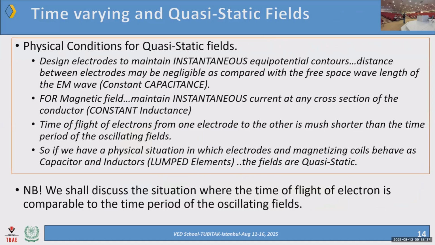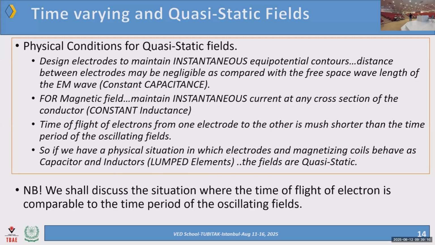Okay, so not all fields are varying with constant rates. Sometimes the fields are not changing very fast. Sometimes they're changing very fast. Professor talked to us about the slow wave structures. Slow wave structures have waves where the phases are deliberately slowed down. There's a purpose to it. And sometimes you have waves which are very close to the velocity of light.